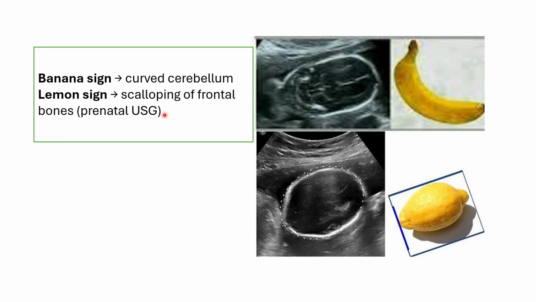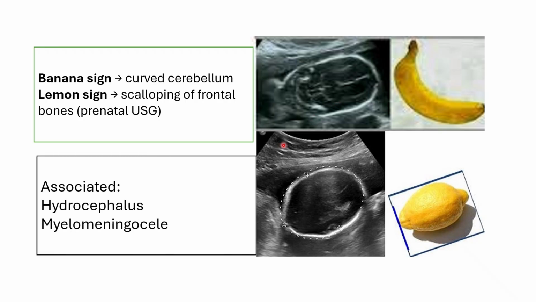Another one is the lemon sign, that is the scalloping of the frontal bones. We can see here the scalloping of the frontal bone, which forms the appearance of a lemon. So this is called the lemon sign. These two signs can help in the diagnosis of Chiari 2 malformation antenatally, and it can be associated with hydrocephalus and myelomeningocele. Myelomeningocele can also be diagnosed antenatally, and hydrocephalus can also be diagnosed in intrauterine life. So this can be seen on the antenatal ultrasound.